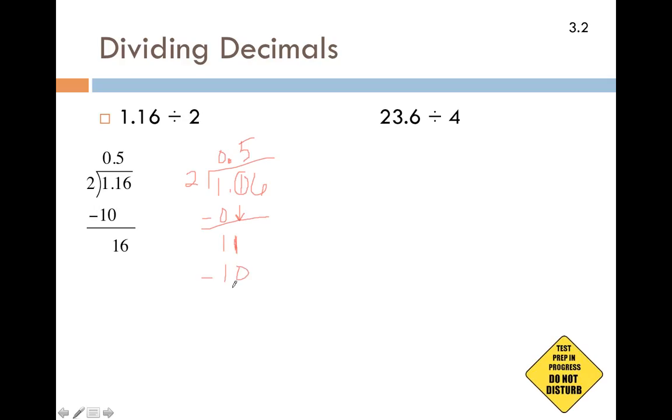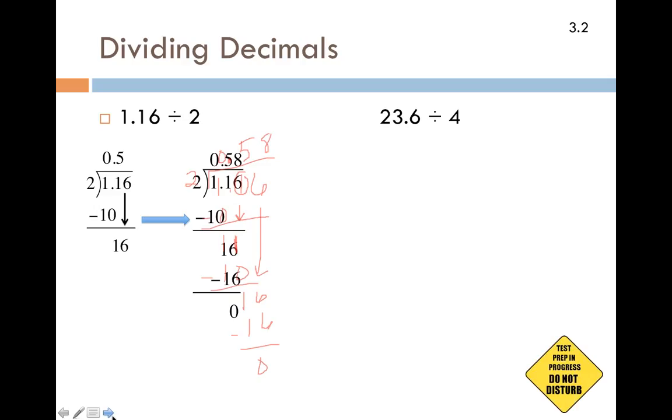Then I'm going to subtract again. That's going to give me 1. Then I'm going to bring down the 6. And then I ask myself, how many 2's can I take out of 16? That's going to be 8. And that's going to be the answer. They put their stuff right on top of mine, but we still came up with the same answer of 0.58. So that's the process.